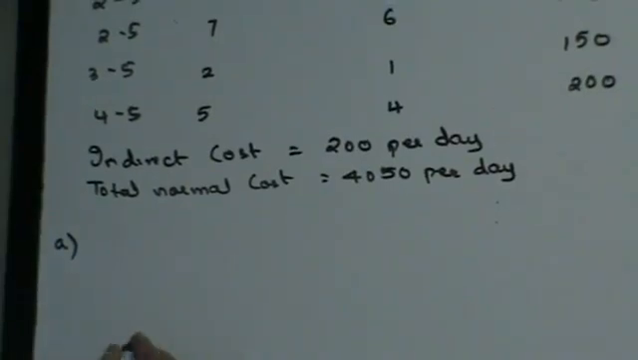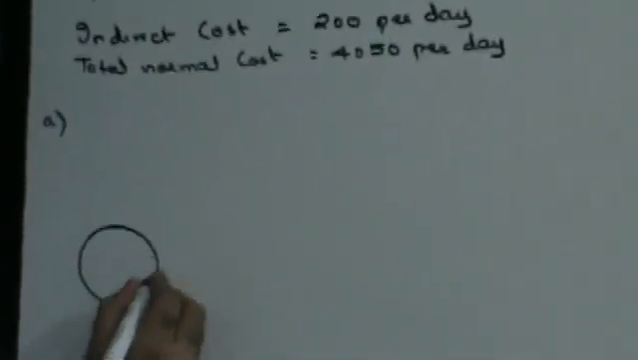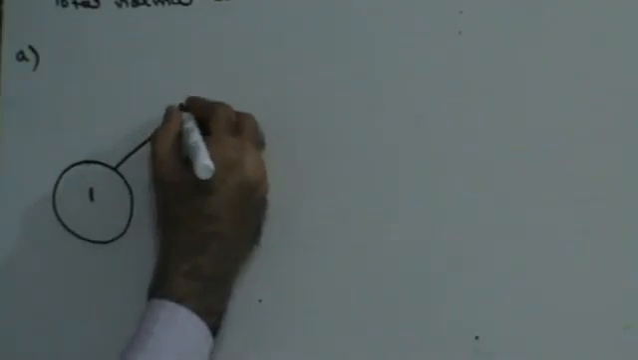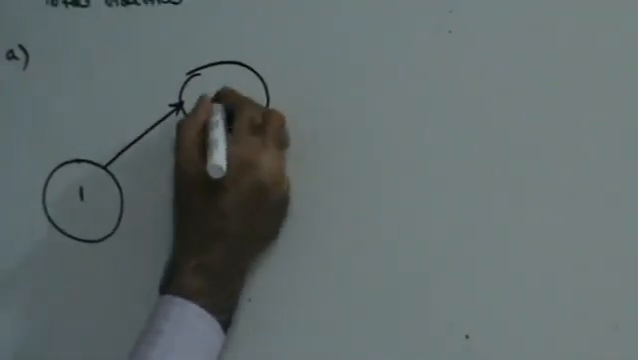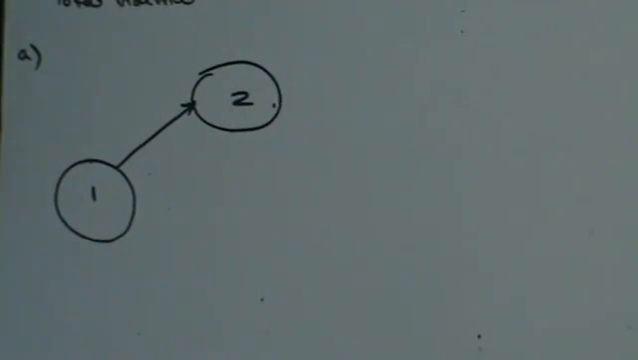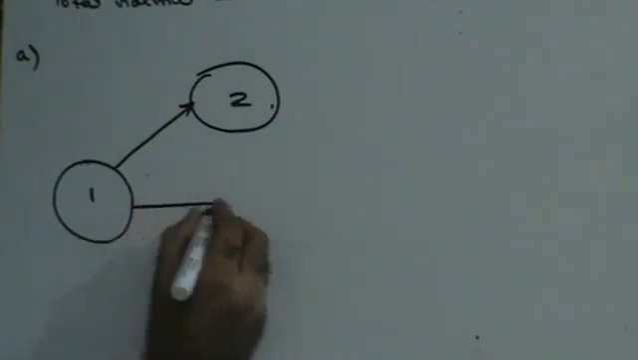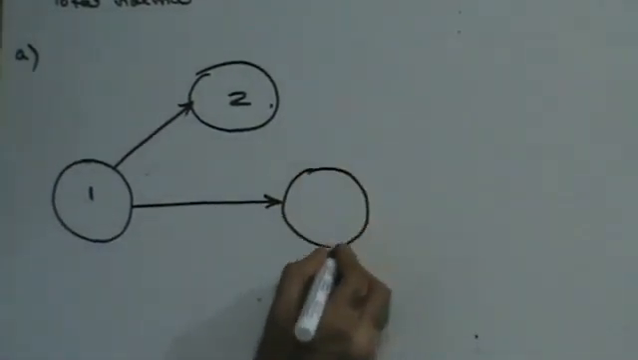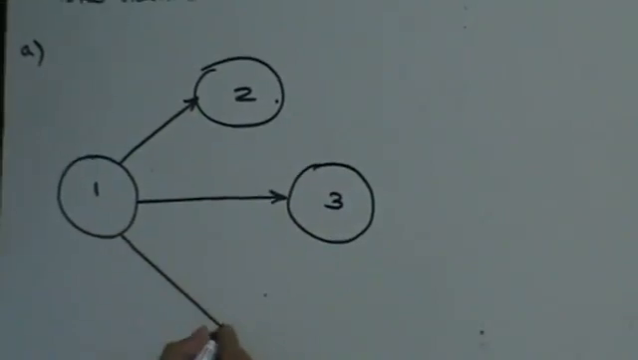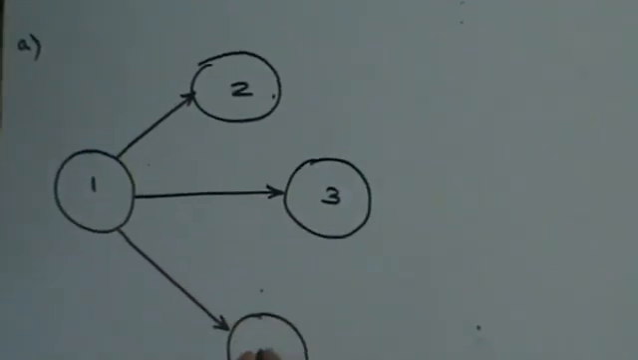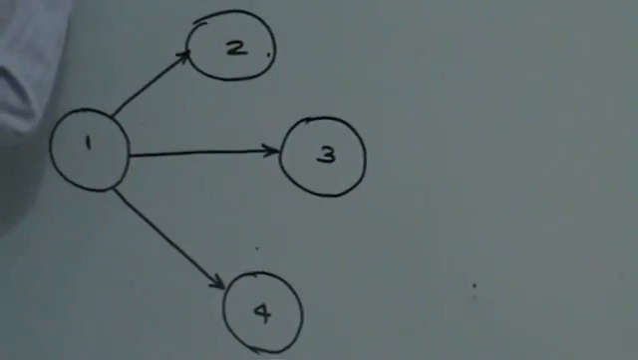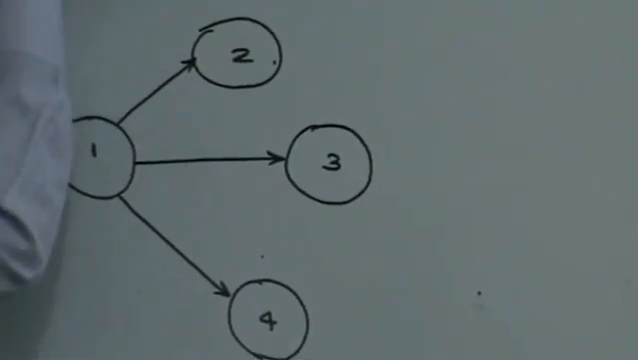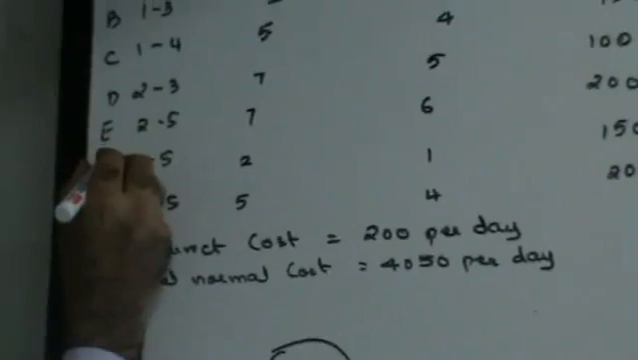Now, let's start with the network diagram. Activities. Right? Now, you have 1, from 1 you have 2, from 1 you have 3, and from 1 you have 4. We'll call these activities A, B, C, D, E, F and G.